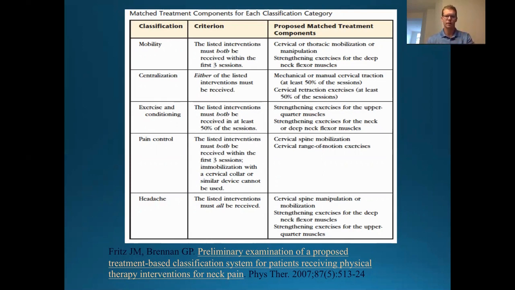Let's say they meet more of the pain control classification. We need to do some cervical spine mobilization, likely low grade, depending on how much pain they're having. So that's going to help mitigate their pain. And then also, instead of doing, let's say, deep strengthening, we're just going to be working on cervical range of motion. What's great about this is that they can start in pain control, and then someone might move to more of a mobility, and then they might move to an exercise and conditioning. So through constant reassessment, they're going to be changing what category they fit in, and that's going to change how you treat that person.